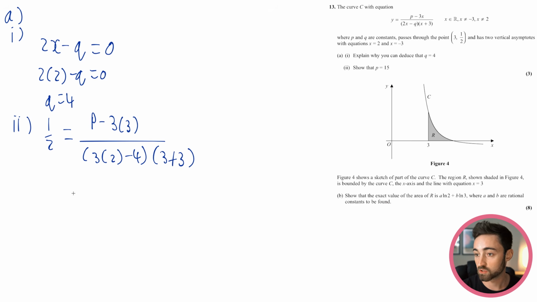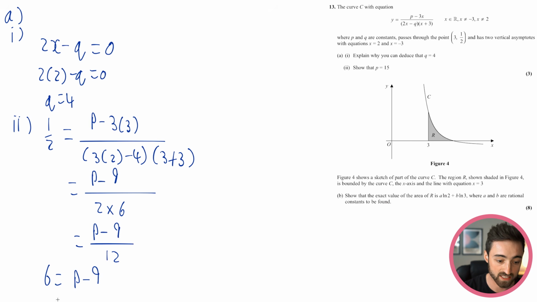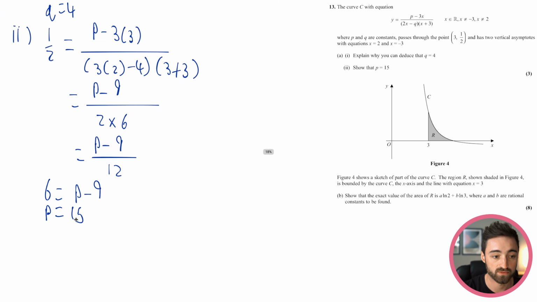So what do we do now? Let's just work it all out. So we get p minus 9 over 3 times 2 is 6, take away 4 is 2, times by 3 add 3 is 6. So 2 times 6, that should be a 9. 2 times 6 is 12. I'm going to times that 12 up, so I'm going to get 6 equals p minus 9. So p must equal 9 add 6, which is 15.